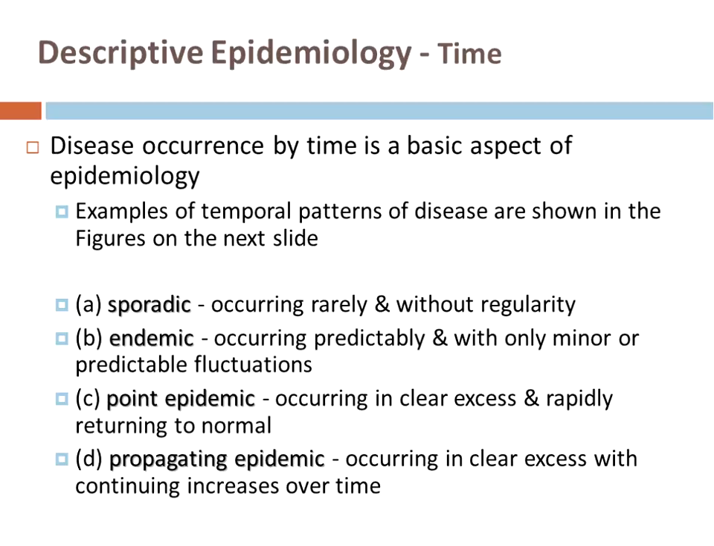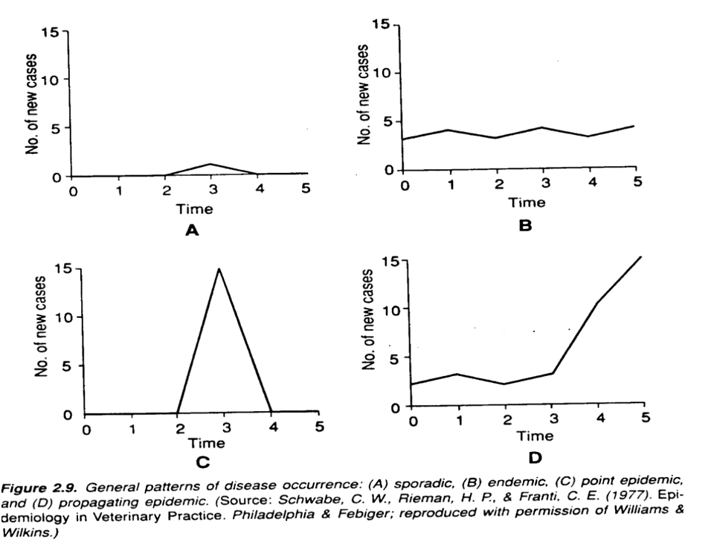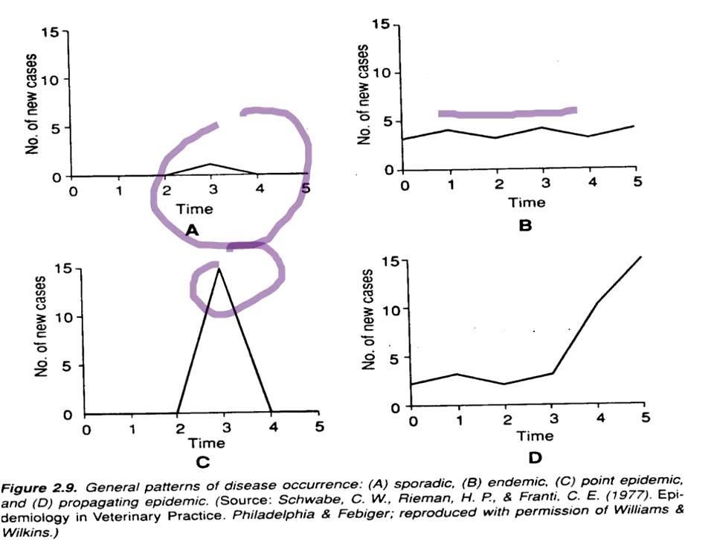So is it sporadic? They rarely occur. Endemic, there's a flat rate over time. A point epidemic, there's a clear peak which drops off. Or a propagated epidemic, you can see that there's incremental increases over time. Sporadic, endemic, outbreak or epidemic, propagating.